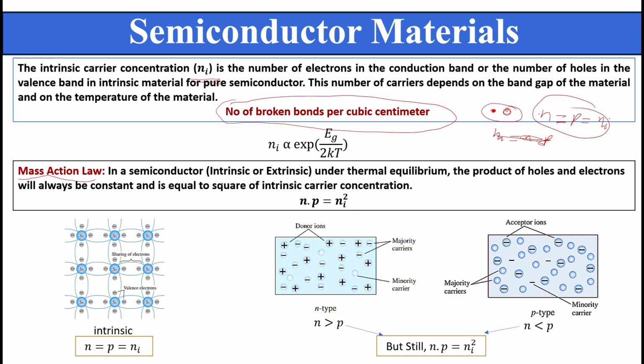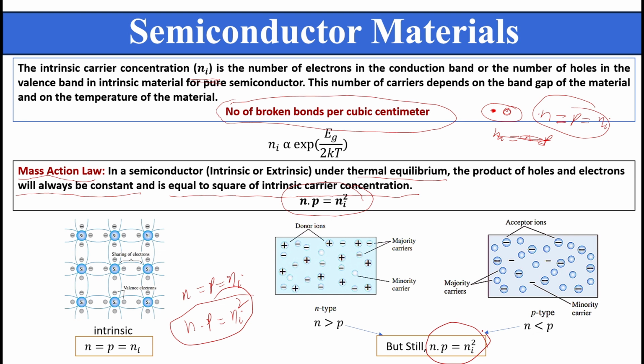In a semiconductor, whether it is intrinsic or extrinsic, under thermal equilibrium, the product of holes and electrons will always be constant. The product of holes and electrons is equal to the square of the intrinsic carrier concentration. That is, N into P is always Ni square. It is very much visible in the case of an intrinsic semiconductor, where N is equal to P is equal to Ni, so N into P becomes Ni square. In an extrinsic semiconductor there is a dissimilarity between the number of holes and electrons. In n-type, n is greater than p, and in p-type, n is less than p, but still N into P is Ni square.